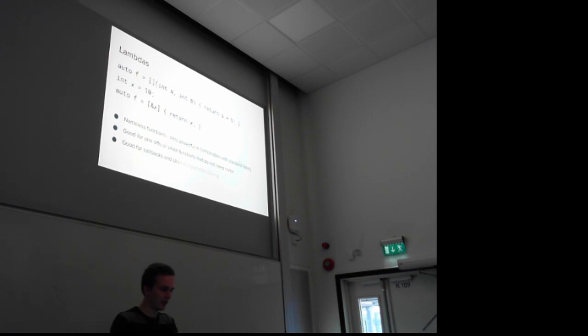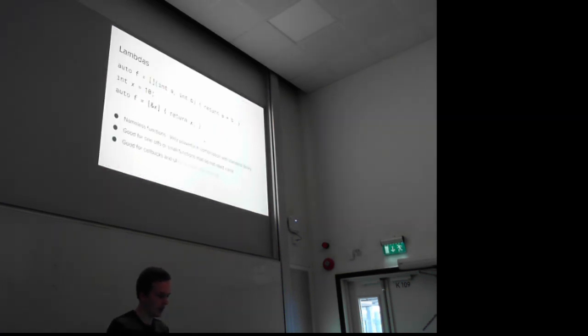Next is lambdas. Have you used lambdas before in other languages or this language? Yeah. Okay, so basically they're anonymous functions. And they're very useful with algorithms, for example, sorting and filtering. So that's what we will use as an example. And they're good for one-offs or small functions that don't need a name. For example, if you just need something to be called once, you can create a lambda for it.